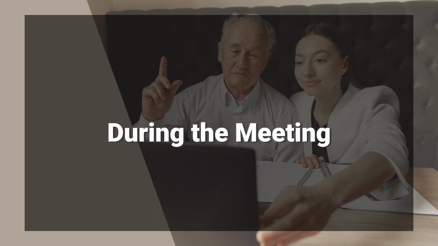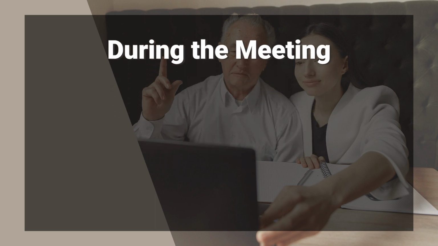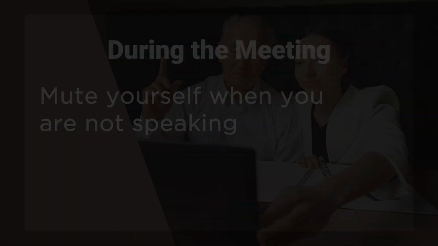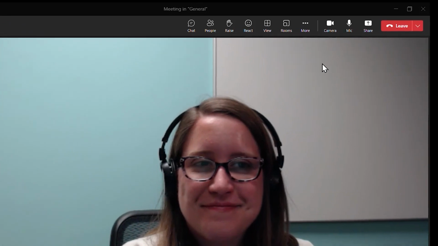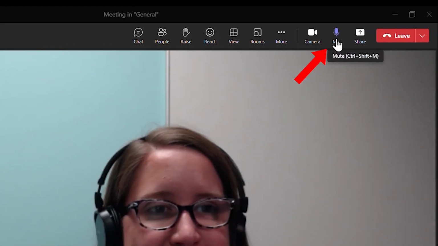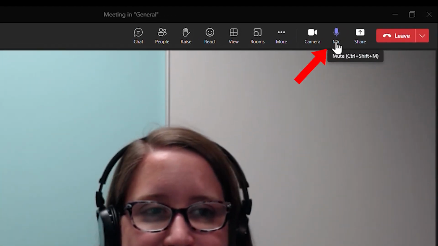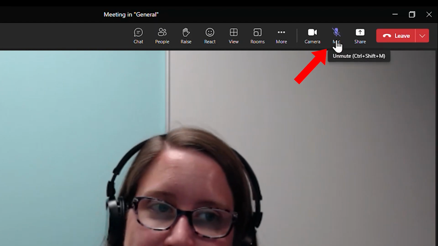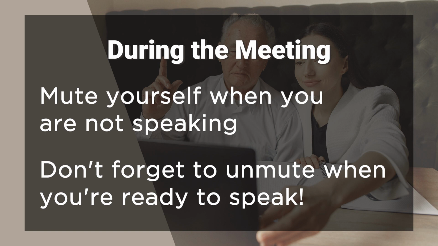Now, during the meeting, if you're not speaking, it is a good idea to mute yourself. You might think you're being very quiet, but your microphone could be picking up any kind of background noise, which can then be really distracting to other attendees. So if it's not a free-flowing conversation back and forth, go ahead and mute yourself if you're not speaking. That said, you then need to remember to unmute yourself when you're ready to speak.